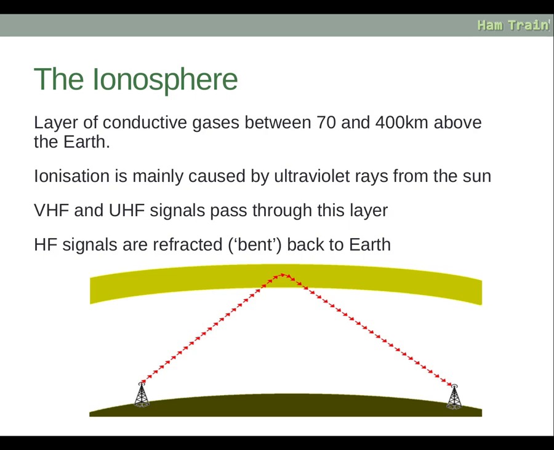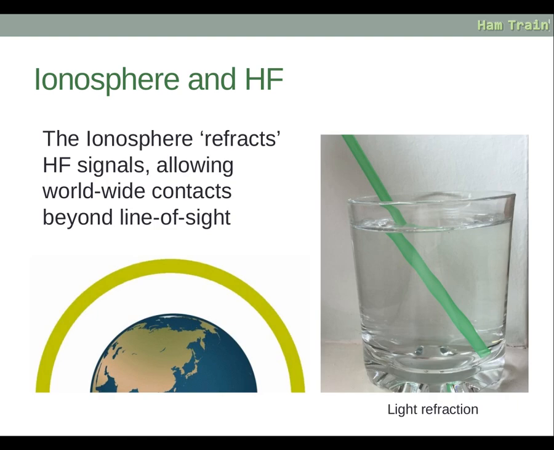HF signals are refracted, meaning bent or bounced, if you like, back to Earth. So they'll go up into the ionosphere, and when it hits a region that has the correct properties, it will then be bounced back down again, as shown in the diagram here. So with ionosphere and HF, the ionosphere refracts HF signals, allowing worldwide communications beyond line of sight, since the signal bounces back and forth, working its way all the way round to other places on the Earth that are not line of sight.